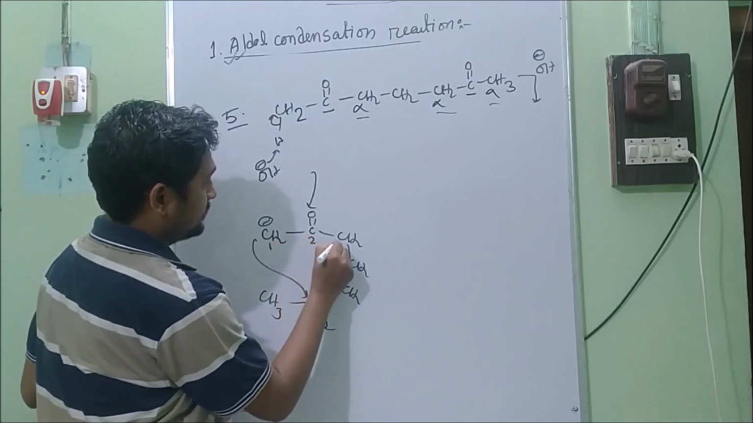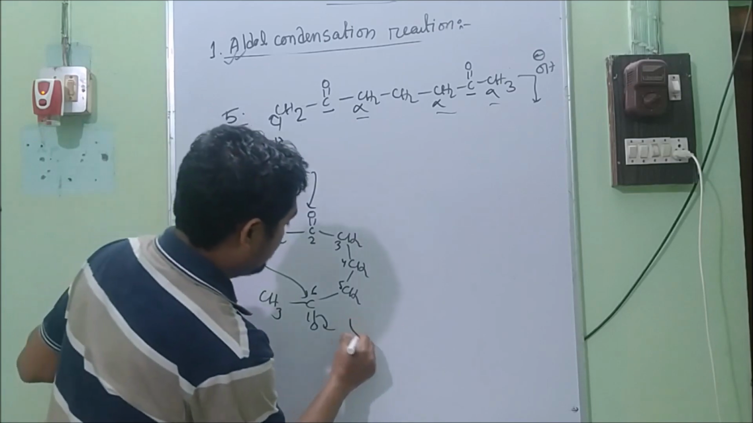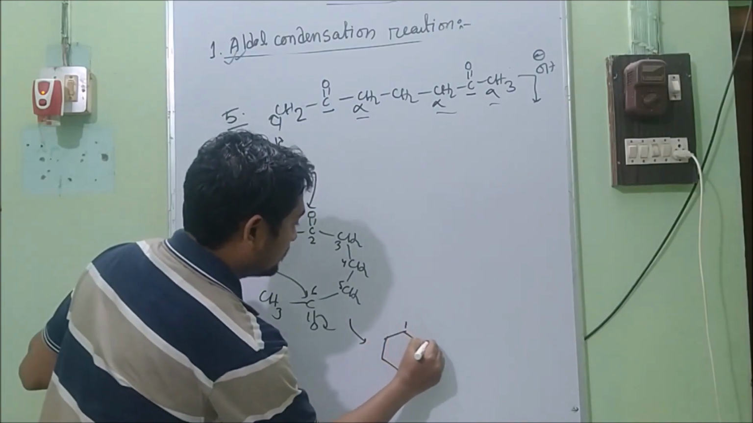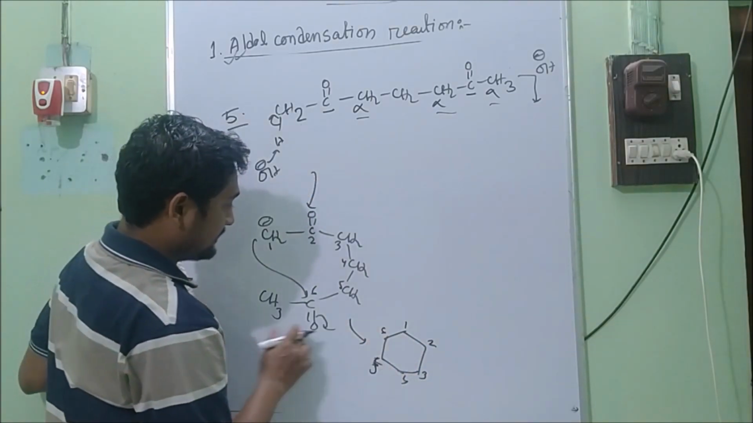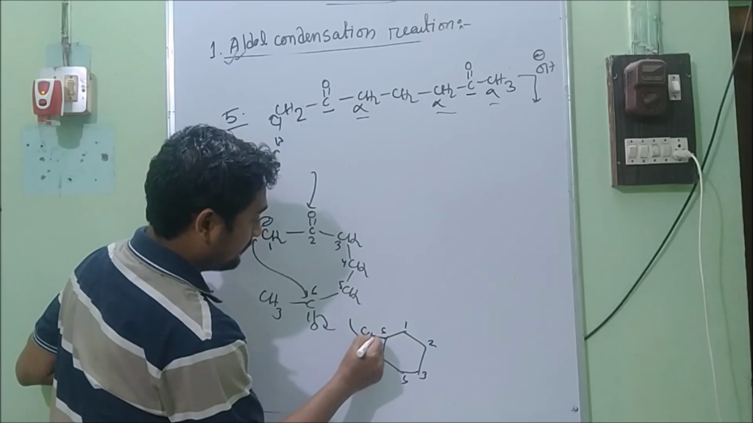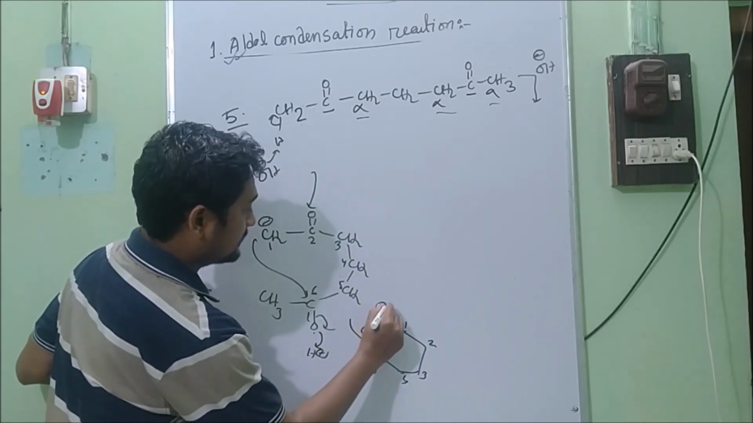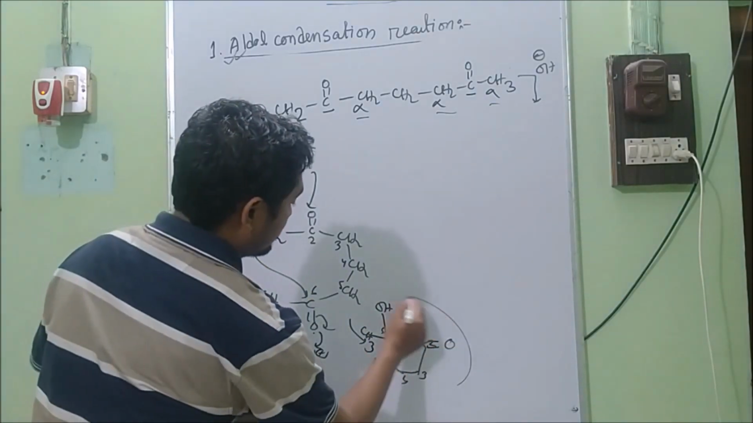Now 2, 3, 4, 5, 6. So it will be a 6-member ring. I am drawing a 6-member ring: 1, 2, 3, 4, 5, 6. So at 6 there is a CH3 group and 1 will be OH. At 2 there is a keto group. So this is the product.